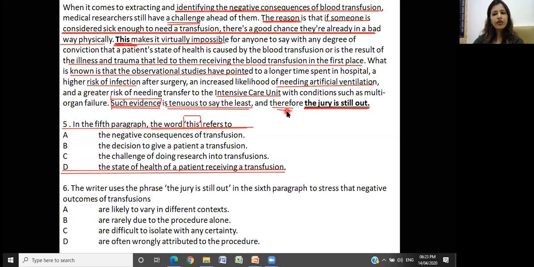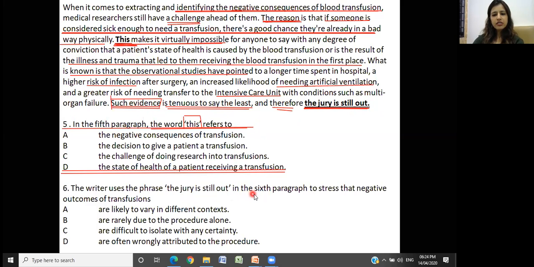If there is "however," that means you are looking at two opposite ideas. If there is "therefore," you are looking for cause and effect. So the cause is already given, that whatever evidence we have is very fragile, and therefore what is the result of it? The jury is still out. That means probably we still don't have the conclusion. And conclusion of what? About the negative consequences of blood transfusion.